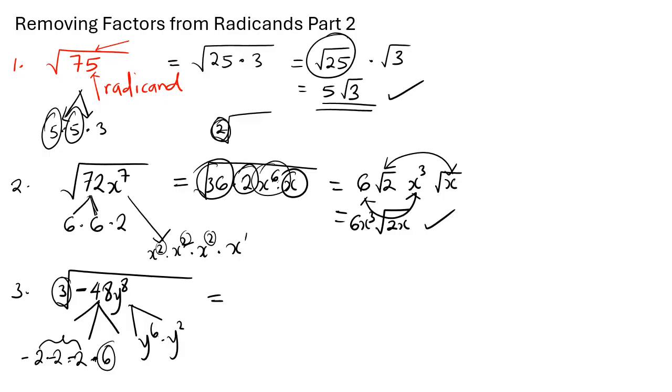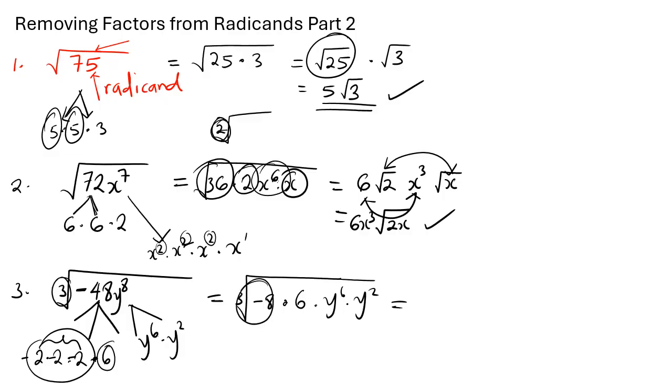So this is what I'm going to do now. It looks like I'm dealing with the cube root of negative 8, because I know 2 times 2 times 2 is negative 8, times 6, then times y to the 6th, and times y to the 2nd power. So I'm just going to take the cube root of negative 8, which is negative 2. And the 6 cannot escape because it's not a perfect cube number. So it will be 6.